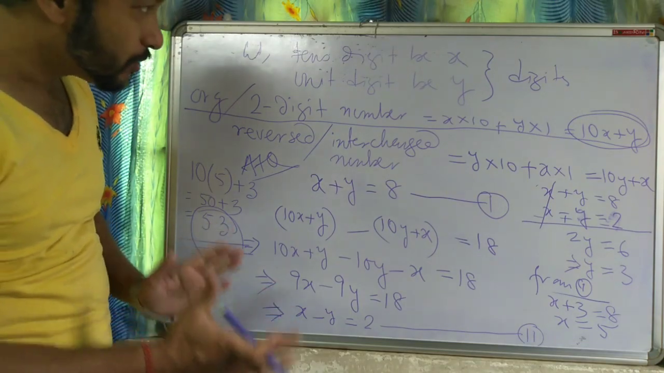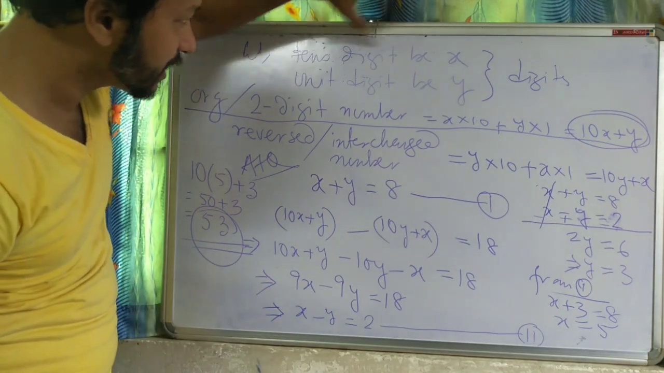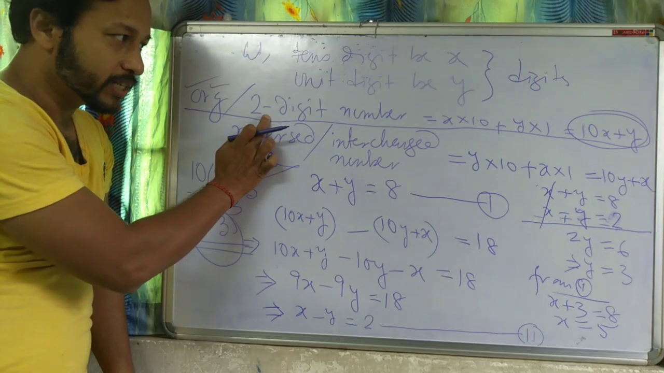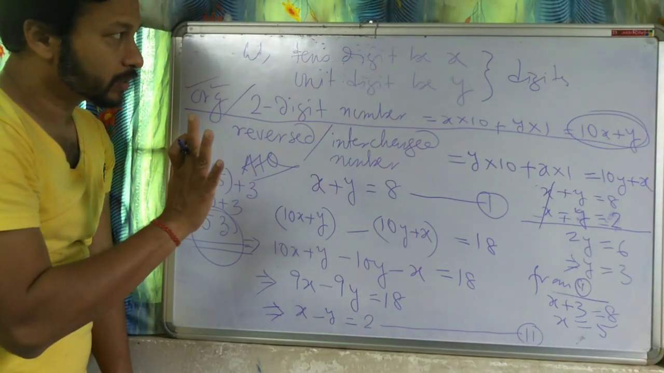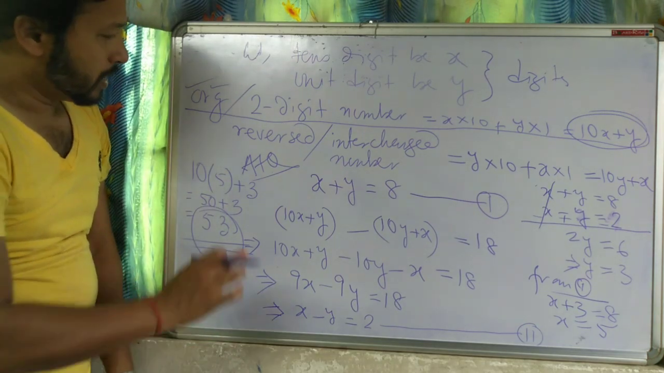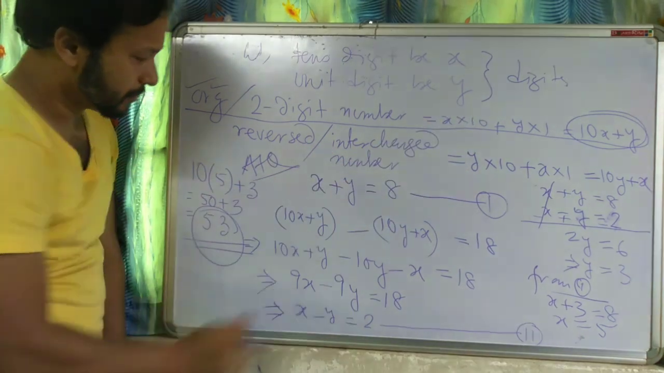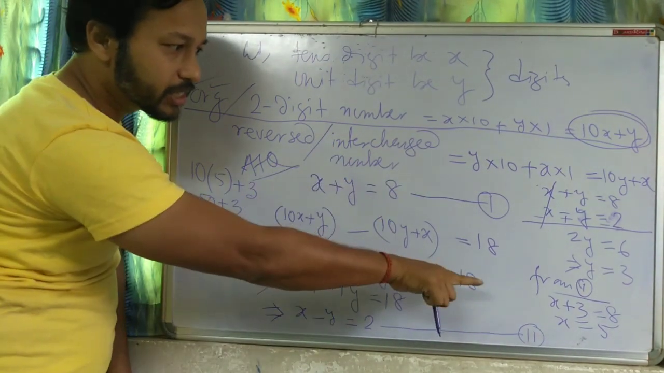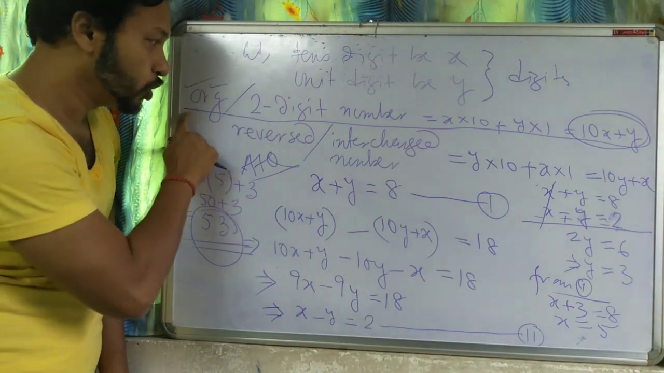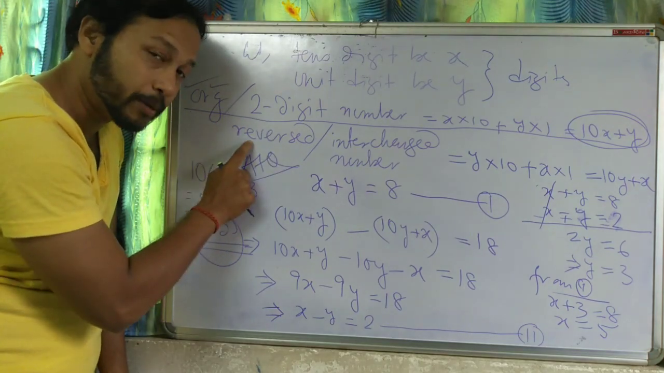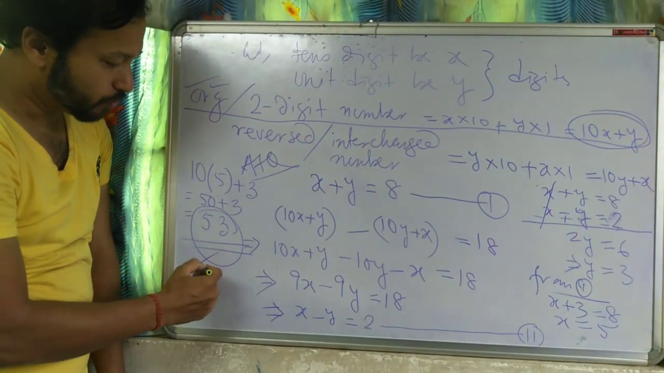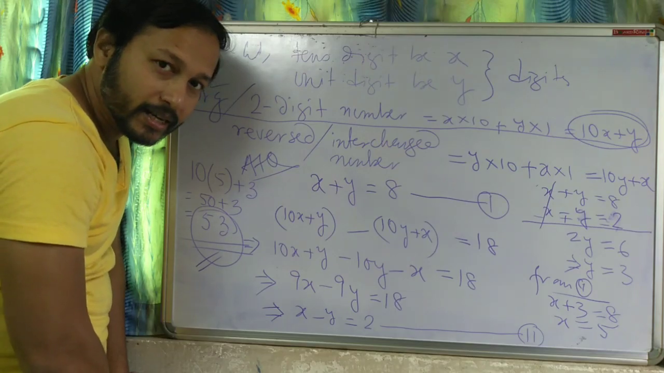So, in case of 2-digit numbers, first we have to consider the tens digit, then the unit digit. After considering, I have to write this original or 2-digit number as 10x plus y. Then reverse number this. After solving these equations, we got the values of x and y, but x and y will be put in the 2-digit number, which is the original number, not in the reverse number. Remember, 2-digit number, we got 10x plus y. So by putting this, we got 53, which is the answer of this sum. Let us see another example.